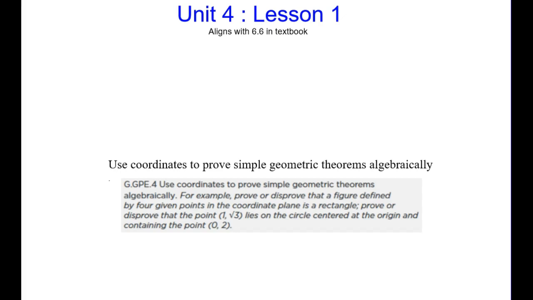For instance, if we thought it was a square, we would have to prove and verify that all four sides are the same length and we have four right angles.